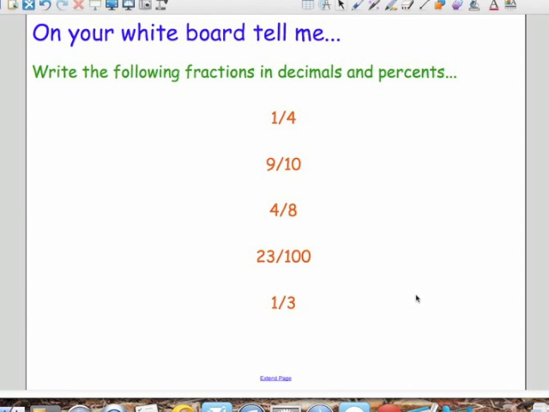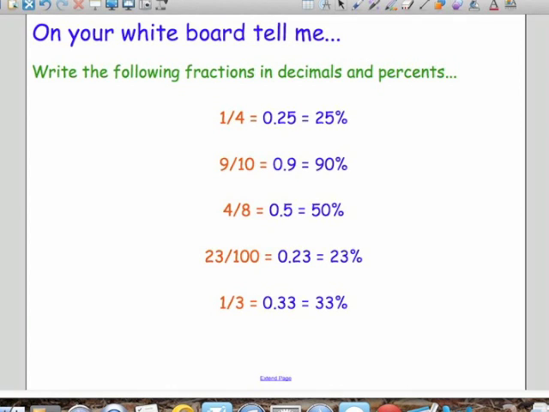Okay, you're back, so you must have all these turned into both decimals and percents. So here are your answers. Look them over, see if you have any questions. If so, please let us know.